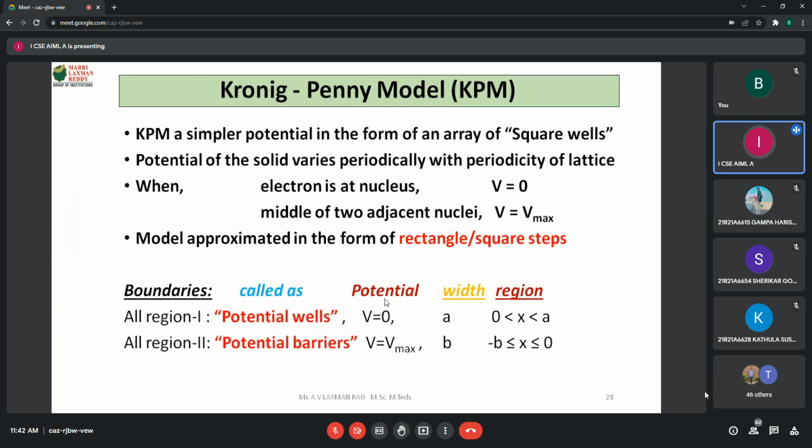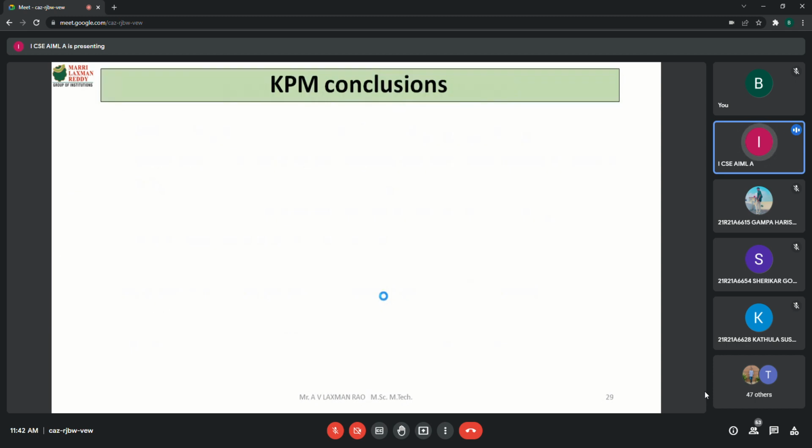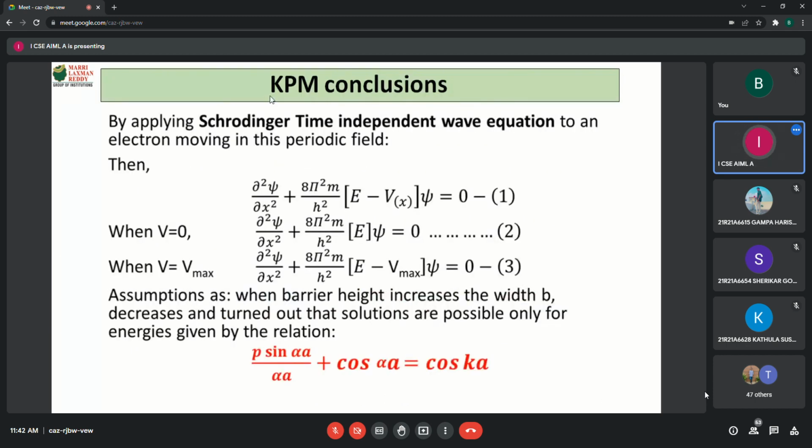What is that expression that they have derived? Just now I told you, the KP model, Kronig-Penney model. This is the final expression they derived by taking the Schrodinger time independent equation and applying it to a particle moving in a periodic field. So the final expression you need to write.